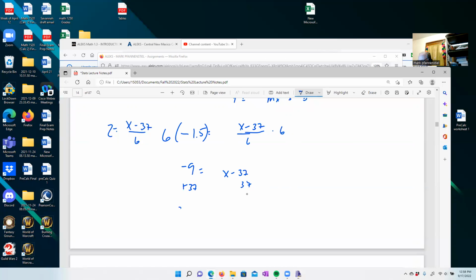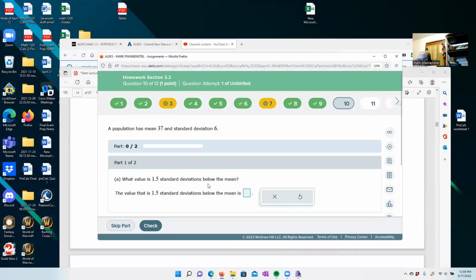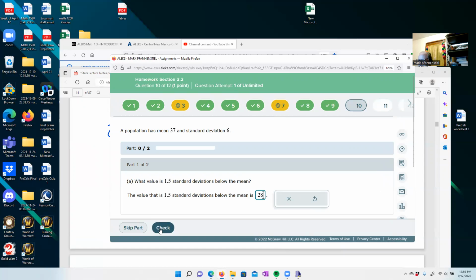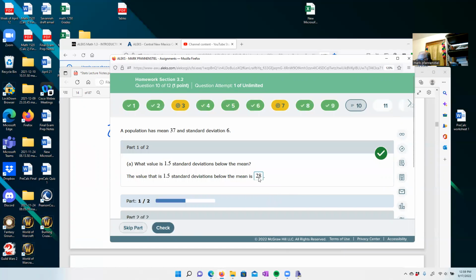Like 28. Okay, and that's going to be our value. So 1.5 standard deviations below the mean is a 28. Is it below the mean? Sure is. Okay, remember it said the mean is 37. We got 28. That's not good. Okay, so that's our value for that one. So fingers crossed, and then we can move on.